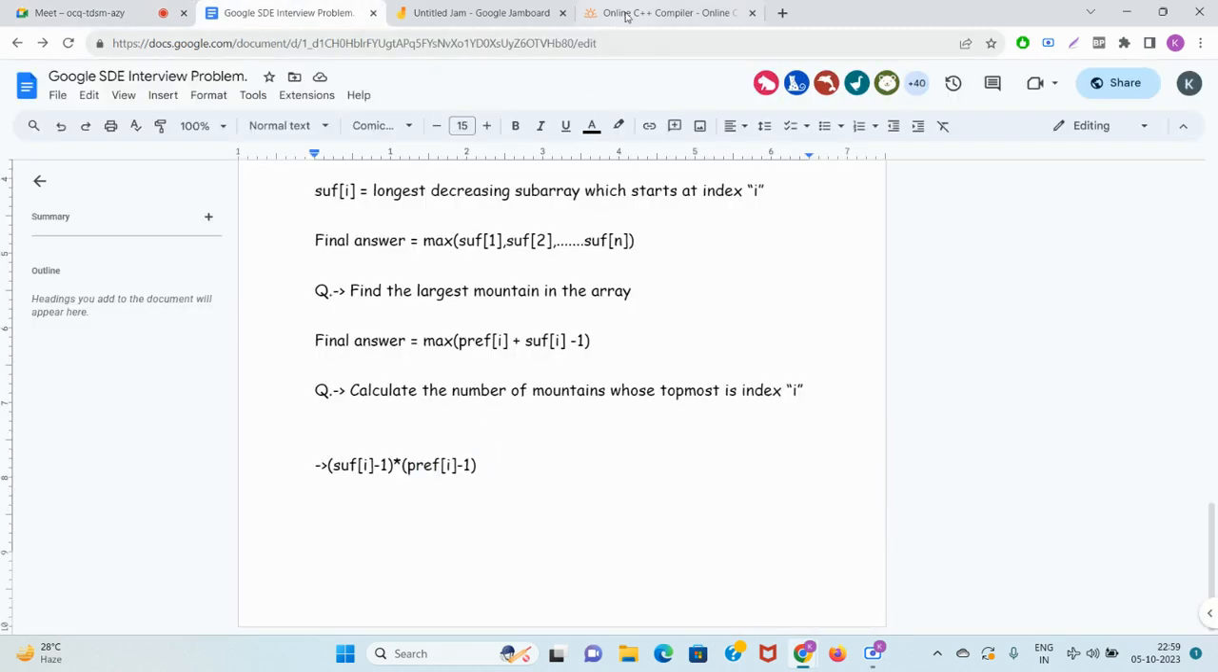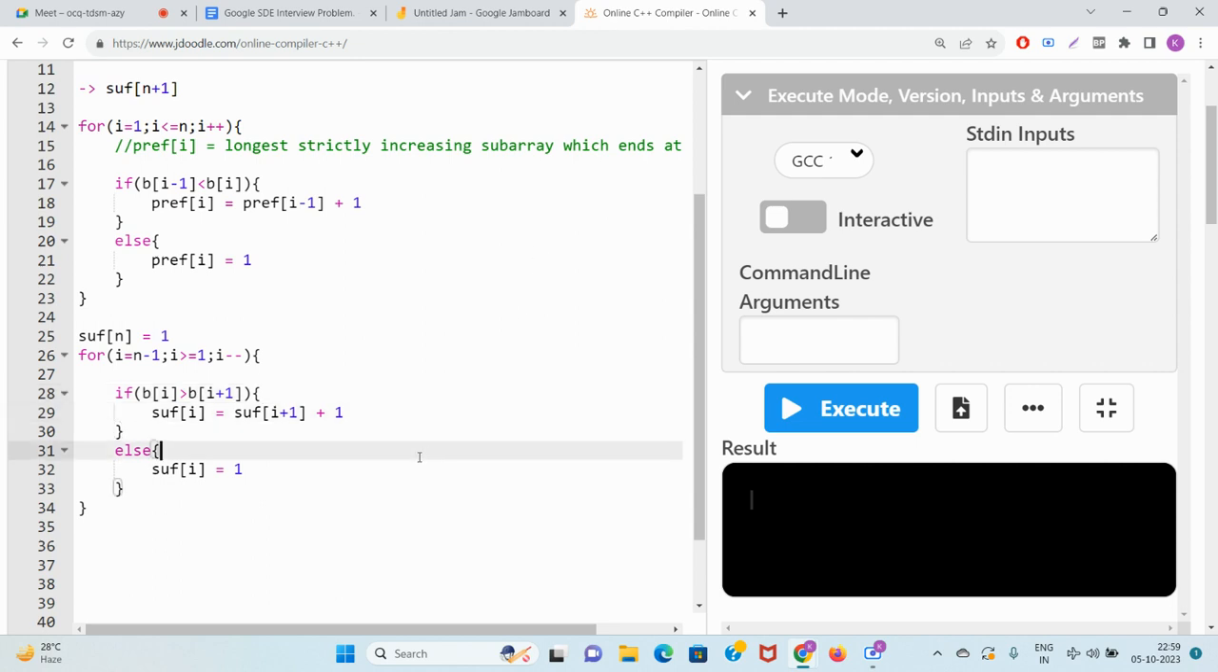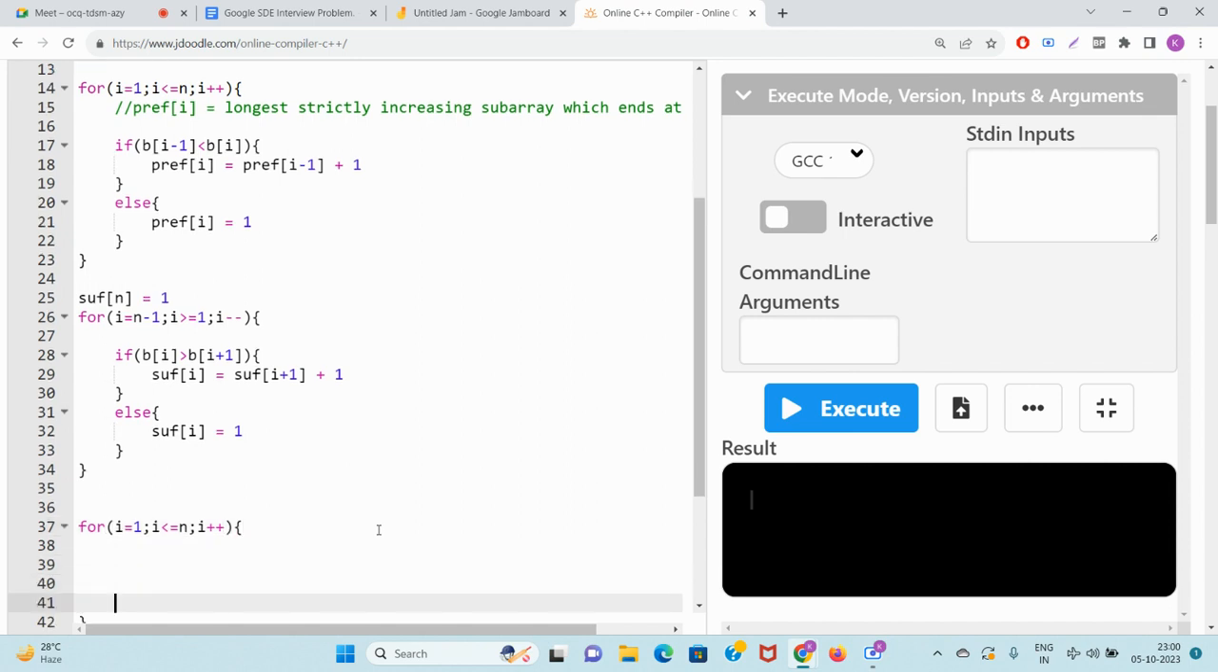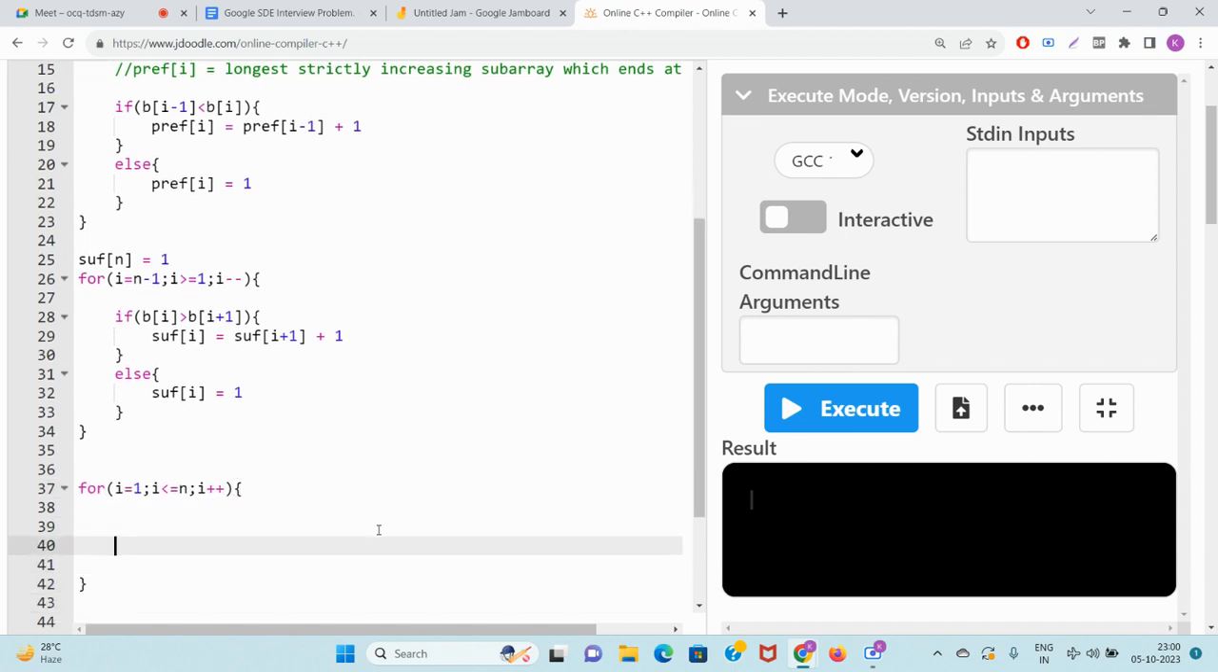So now, how do we? Now what to do, guys? Please tell me. Tell Kumar K what to do. Kumar K doesn't know coding. Please help Kumar K, guys. What code to write? I have to calculate for each index I how many mountains are there at the index I, considering index I as the topmost index.